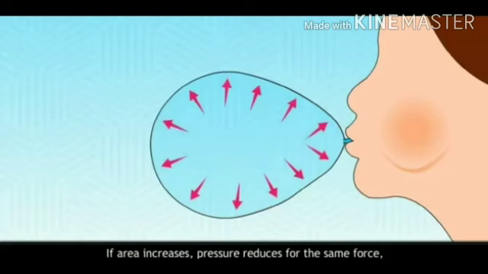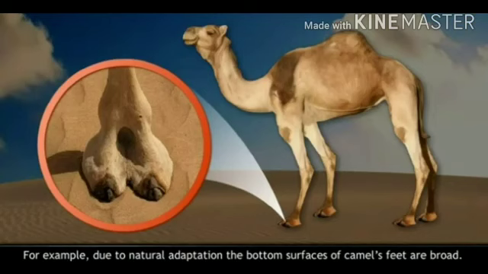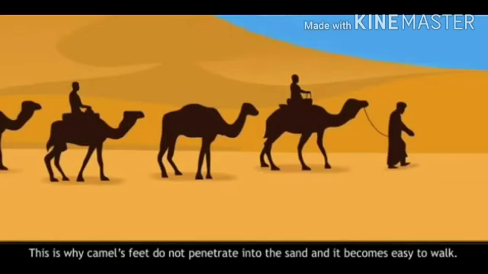If the area increases, pressure reduces for the same force. And if the area decreases, the pressure increases for the same force. For example, due to natural adaptation, the bottom surfaces of a camel's feet are broad. Hence, the camel's weight is exerted on a large area and the pressure on the sand is reduced. This is why a camel's feet do not penetrate into the sand and it becomes easy to walk.